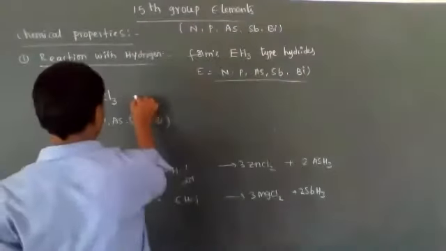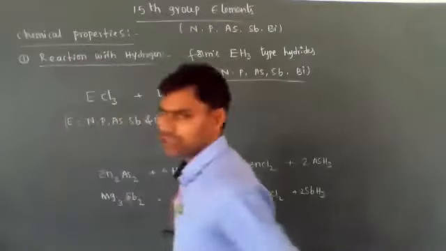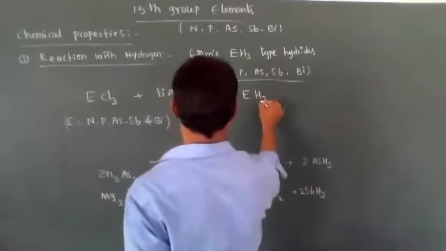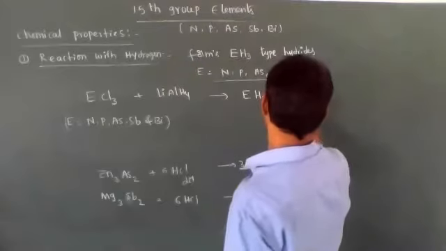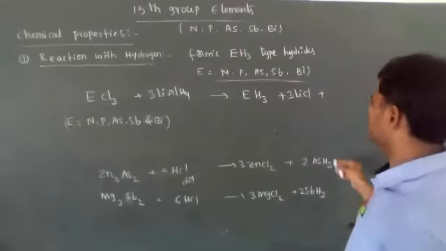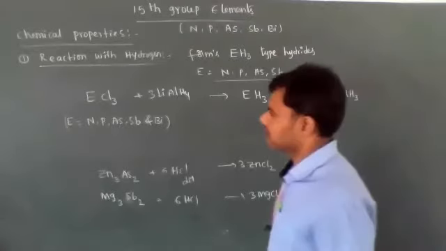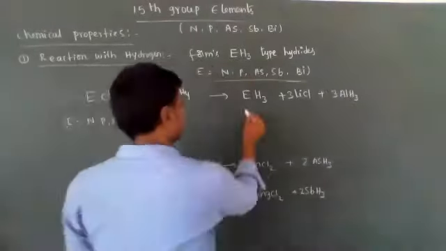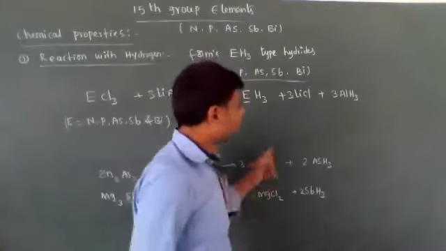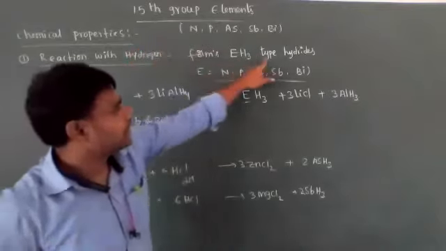These are treated with lithium aluminum hydride. Then we get EH3 plus LiCl; we need to take 3 moles, plus 3 moles of LiAlH4 to get aluminum chloride. So where E is equal to nitrogen, then NH3, and phosphorus, arsenic, antimony, and bismuth. This is another method for the preparation of 15th group element hydrides.